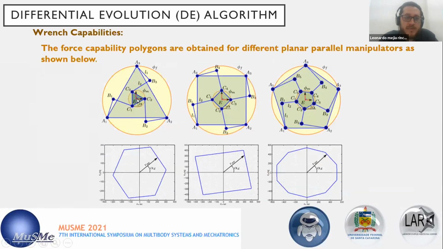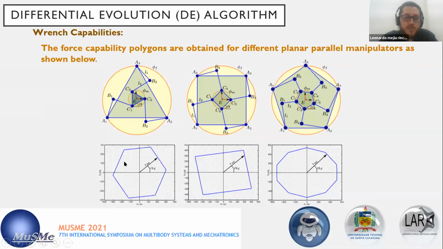Sorry. Just in order to exemplify, we can take several platforms that actually are not redundant, hyper-redundant platforms, and we can see that for each of these mechanisms or robots, you can have a polar representation for the force capability. These figures are well known in the literature. I am showing them just in order to exemplify the fact that you can have a polar representation of the force capability of the system.